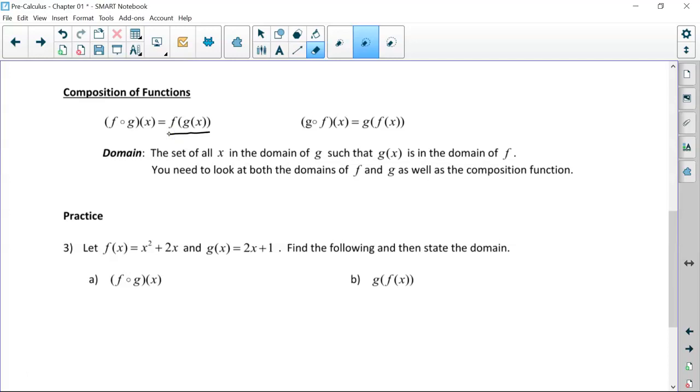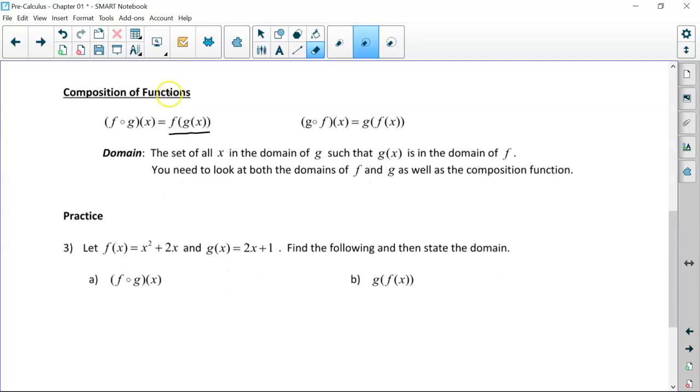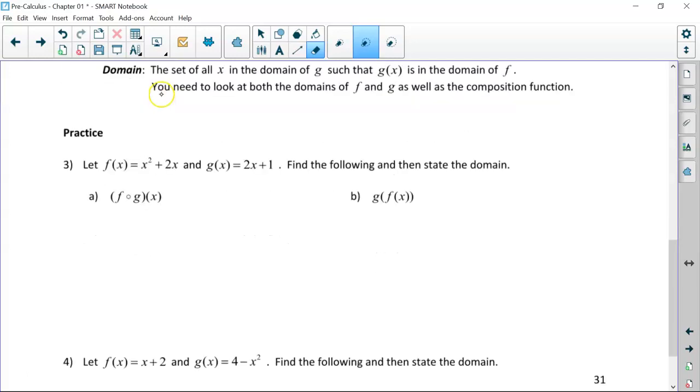Now, composition of functions is all about substitution. We're substituting that inner function into that outer function. So when we talk about the domain, it has to be in the domain of the inner function and the final function as well. We'll be talking about that as we go through. Remember, our two domain restrictions: we can't divide by 0, and we cannot take the even root of a negative number.